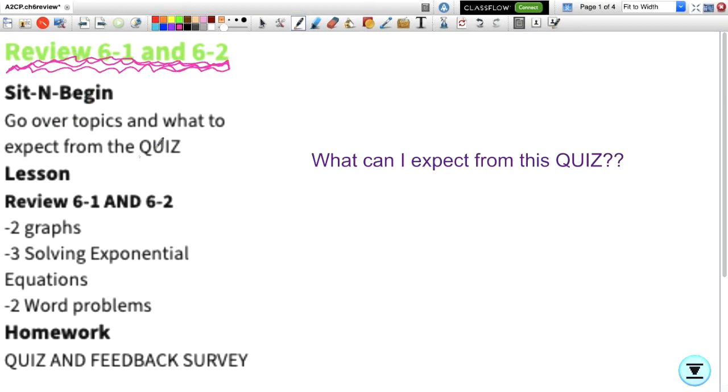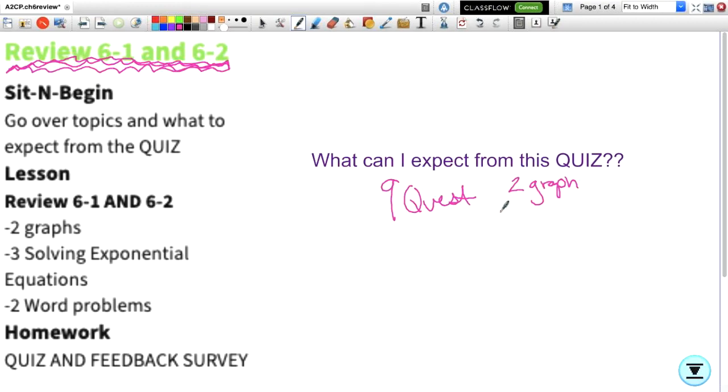So we're going to start by going over what's on the quiz. So what can you expect from it? Your quiz is 9 questions. Out of those 9 questions, the first 2 of them involve creating a graph of an exponential relationship. So you're going to have one exponential growth, one exponential decay. I will let you know that those are medium to hard problems, okay? They do involve potentially fractions. Remember, when you're dealing with exponential decay, there's a fraction in there for sure as your growth factor.